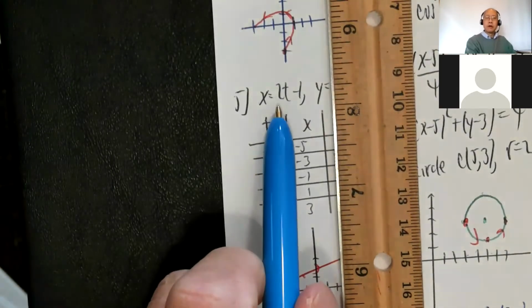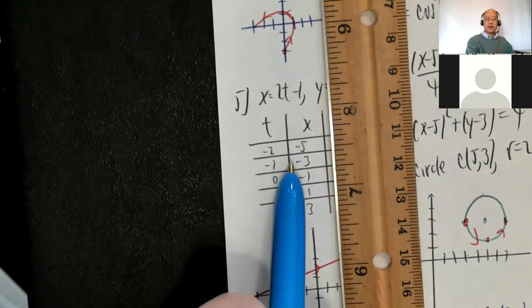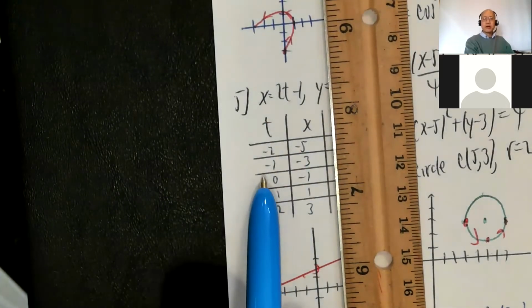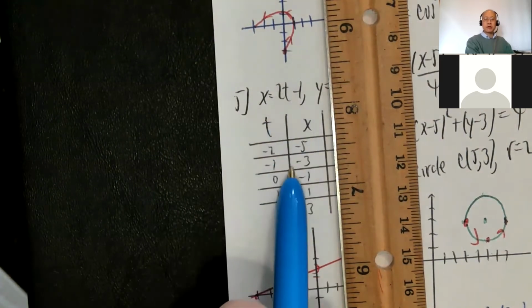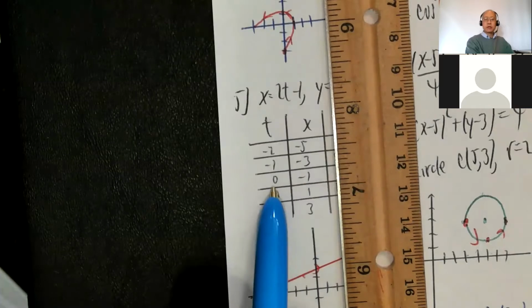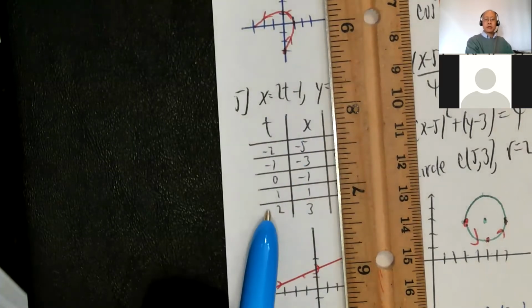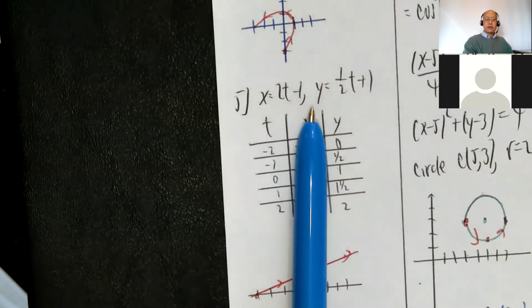And you plug in. When we look at this, plug in -2. 2 times -2 minus 1 is -5. Plug in -1. 2 times -1 is -2 minus 1 is -3. Plug in 0, -1. Plug in 1, 1. Plug in 2, I get 3. Okay. And then I do this.